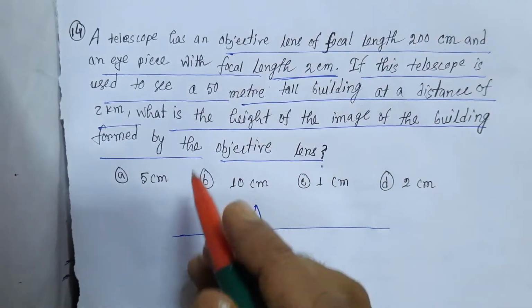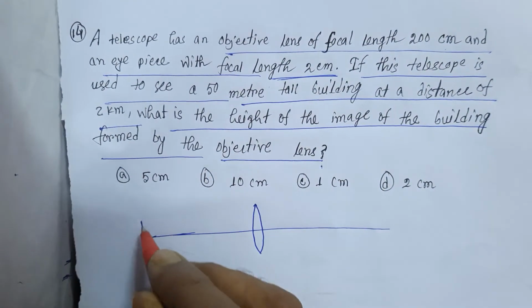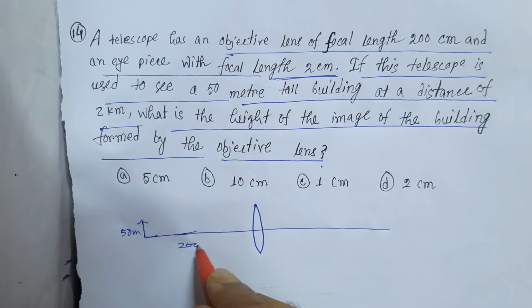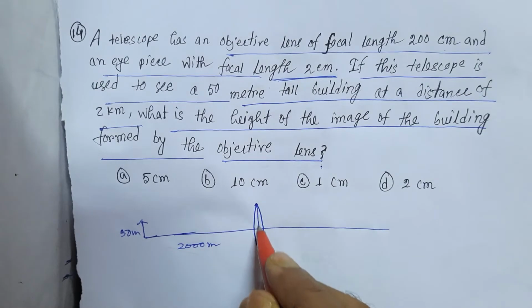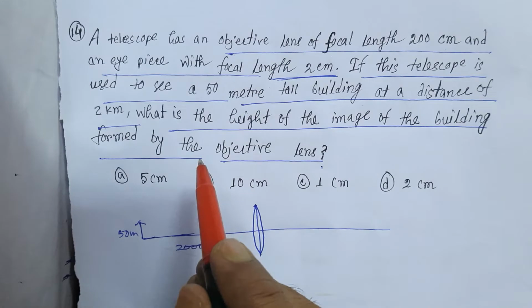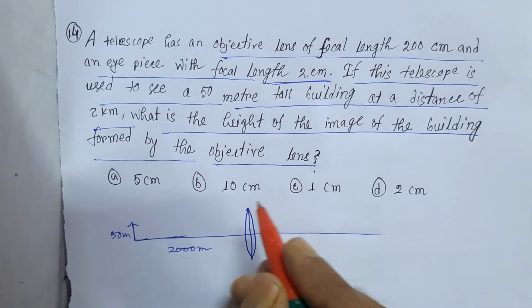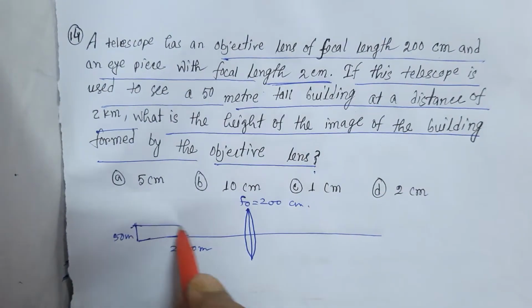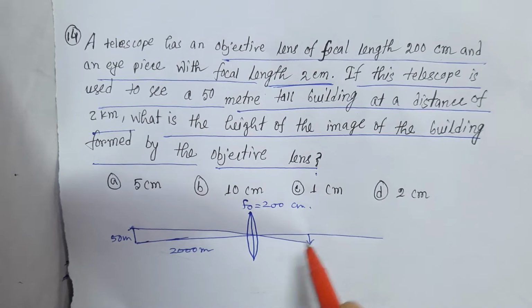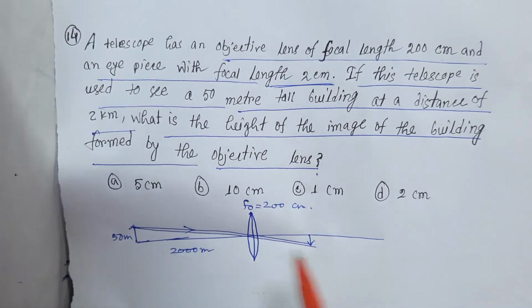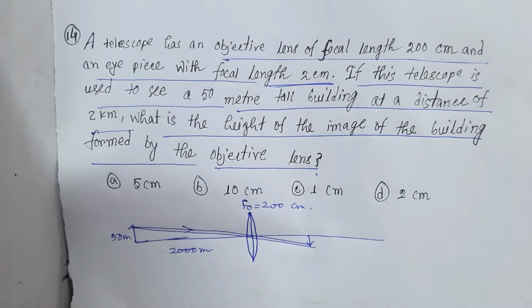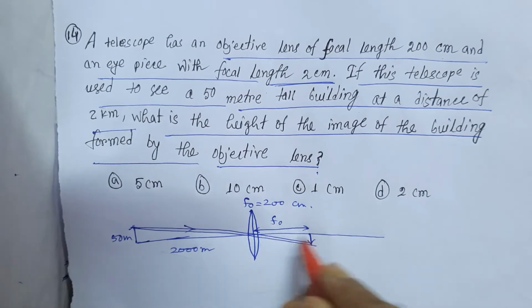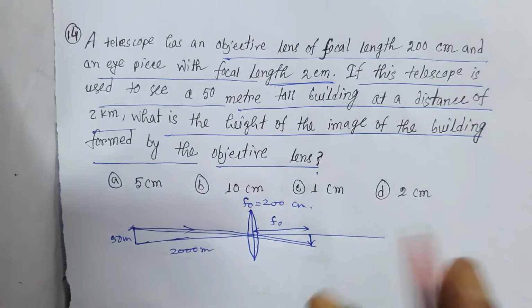We are here interested to see a building of height 50 meter and which is at a distance 2 kilometer, that is your 2000 meter. And the focal length of the lens is f0 equals to 200 centimeter. Now just in this manner the ray will go through the optical center and the object is far away, so the image will be formed at the focal plane of the objective lens, in fact.